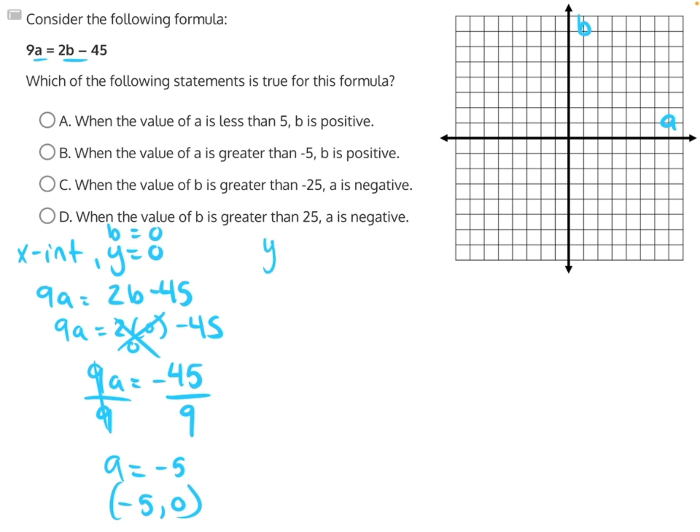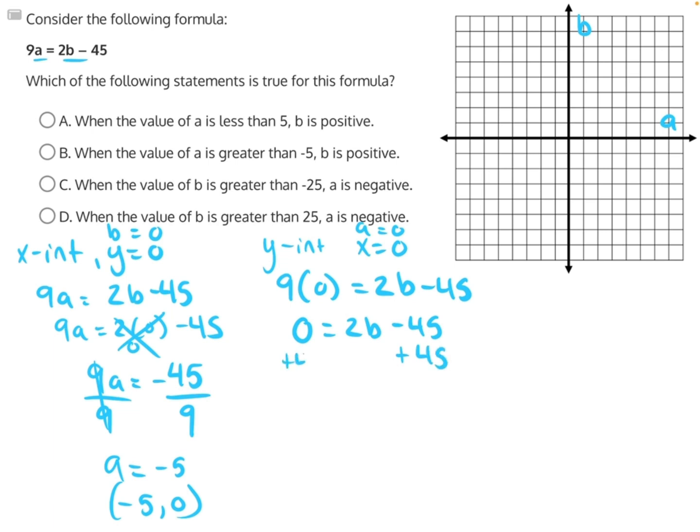Then we need to find our y-intercept, where x equals 0, or in this case, where a equals 0. So when I go to rewrite my expression, I'll say 9 times 0 instead of 9 times a equals 2b minus 45. This will leave us with 0 equals 2b minus 45. Then opposite operations, we will add 45 to both sides. These will cancel, giving us 45 equals 2b.